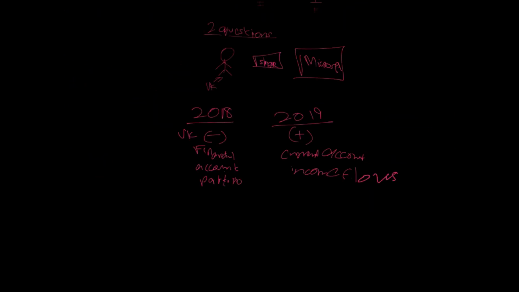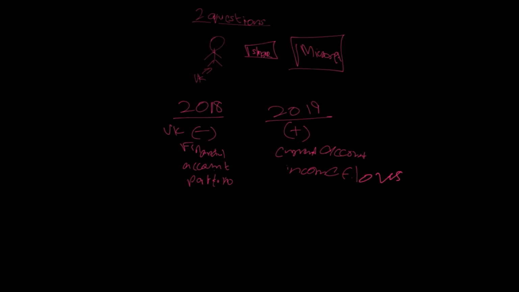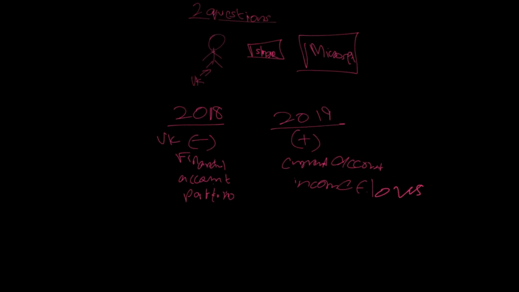Now moving on to the two questions which I initially mentioned. In this case, we have a person who is a UK resident who buys shares in Microsoft in 2018, and the company declares dividends in 2019. Microsoft in this case is located in the US, and the person is in the UK. So the question is, how and where will this be recorded on UK's BOP?